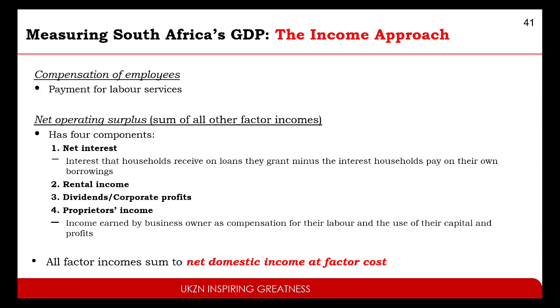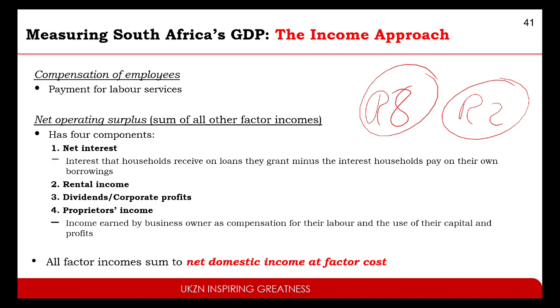Compensation of employees, I told you, is payment for labor, services, salary, wages, all that. Net interest is the interest that a household receives on loans they grant minus the interest the household pays on borrowings, I told you. So let's say you get 8 rand interest from a fixed deposit, but you have to pay 2 rand interest on a loan. 8 minus 2 is 6 rand, so your net interest is 6 rand.